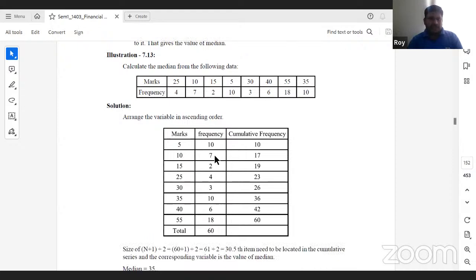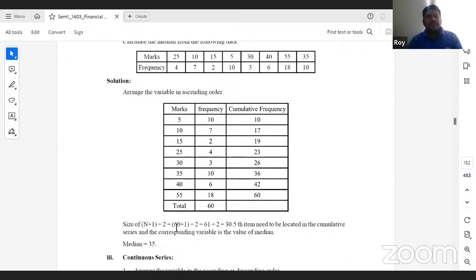And let us say, in this way, the data is calculated. For that, you need to get the total of the frequency, the cumulative frequency, and then the formula n plus 1 divided by 2, the 30.5 item needs to be located in the cumulative series. Here, you need to locate where it is. This is near to the 36. And the frequency is 30, and the 35 is the median one.